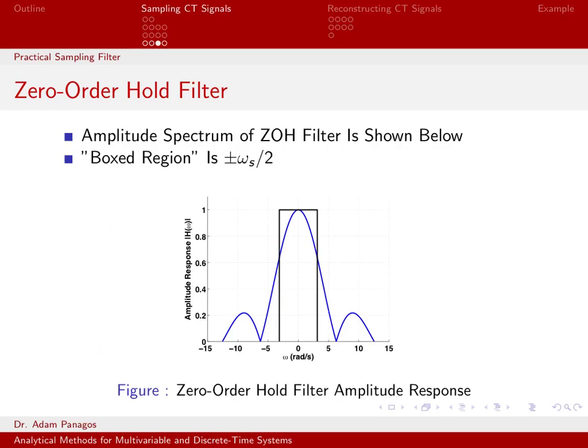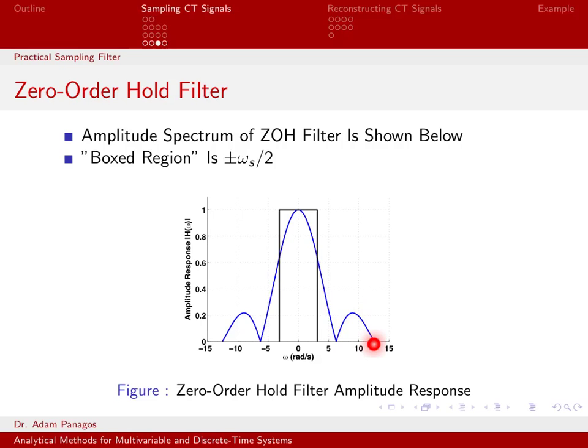So here is what the amplitude spectrum of the zero-order hold filter looks like. Like I said, it is a low-pass filter, so it's going to pass low frequencies and reject high frequencies. And the blue line right here is actually a plot of the zero-order hold filter for some fixed sampling time.